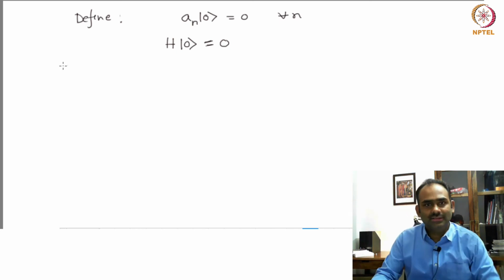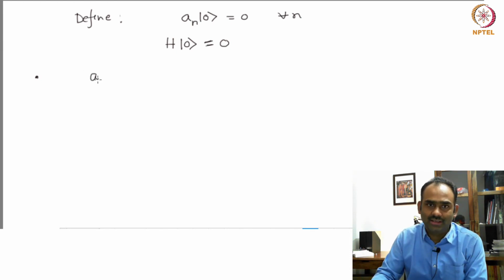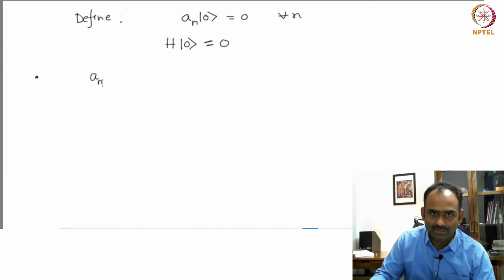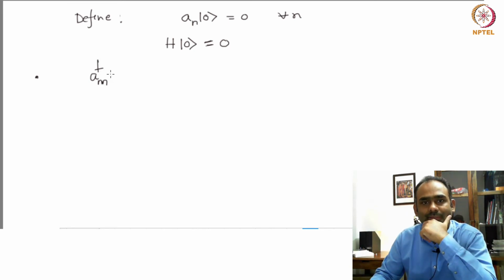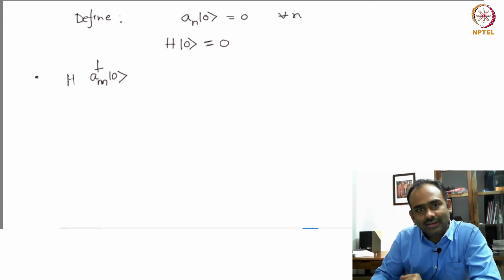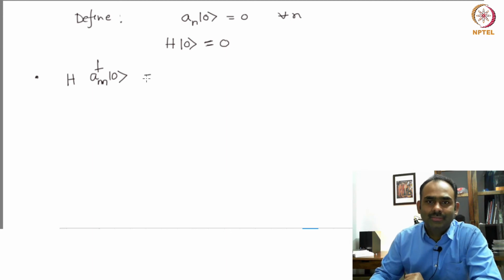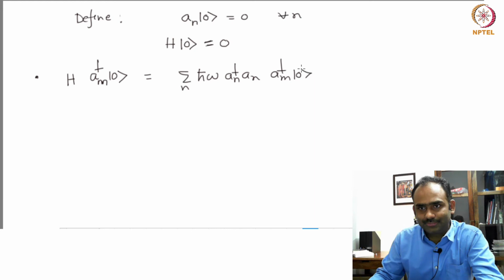Now let's do the same thing as we did for a single harmonic oscillator. So we take a state, let me write it with index m just for ease, a m dagger ket 0, and ask is it an eigenstate of the Hamiltonian, and that's easy. So you have summation over n h bar omega a n dagger a n, and then we have a m dagger ket 0, right.